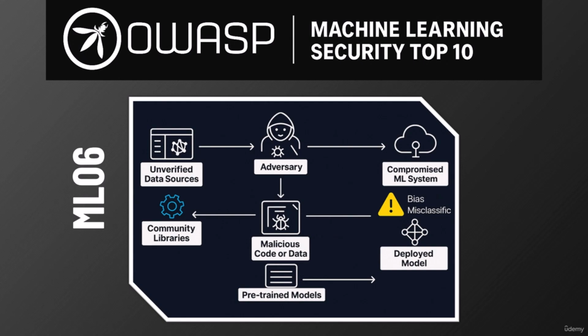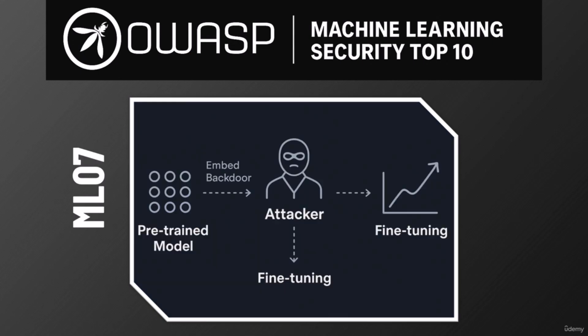In some cases, attackers may inject malicious code or data that subtly alters the model's behavior, resulting in misclassifications or biased outputs. As machine learning development continues to depend on community-driven tools and shared resources, the risk of supply chain attacks has only increased. That's why it's critical for organizations to carefully vet and continuously monitor every component in their ML pipeline to protect against manipulation from outside sources.